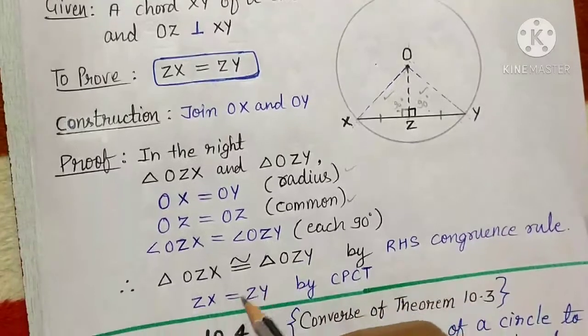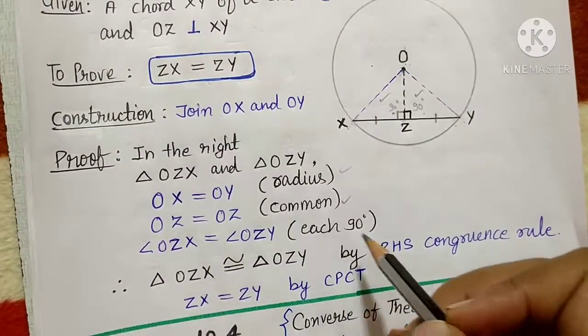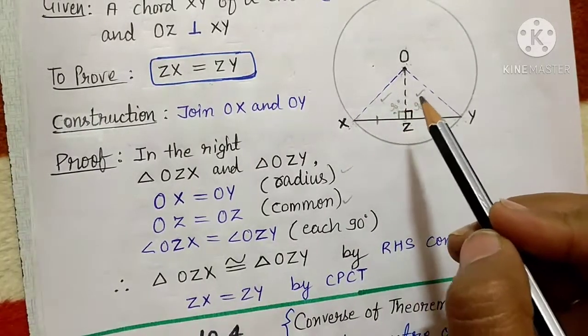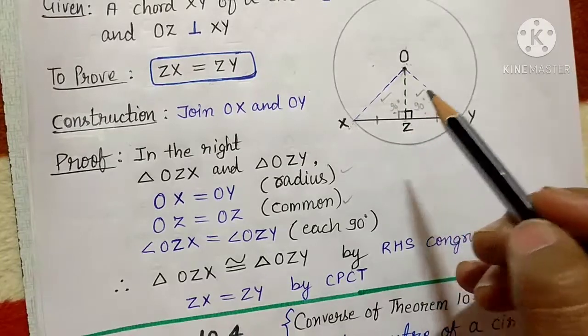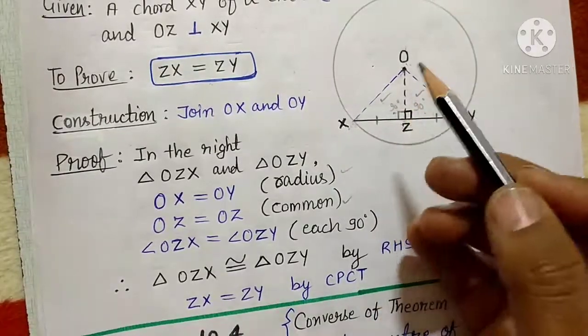So we can say by RHS, the right angle, hypotenuse, side congruence rule, these two triangles are congruent to each other, and if the triangles are congruent, then easily we can say ZX, or you can say XZ, whatever you want.